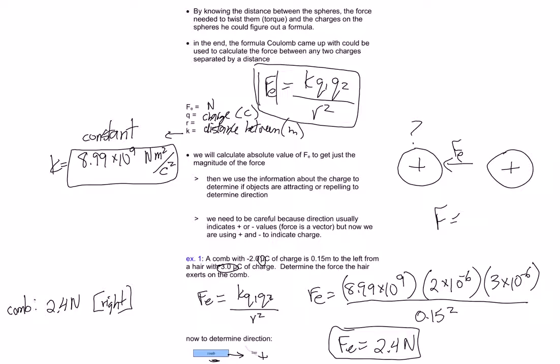If the question was, what's the force acting on the hair? It would be the same calculation, but in this case, our hair being positive, the comb being negative, the hair is going to get pulled to the left. So it'd be the exact same number, but our direction would be left. Okay, so you get the idea. Just calculate the calculations, use the idea whether they're positive or negative to figure out which direction the force would go.